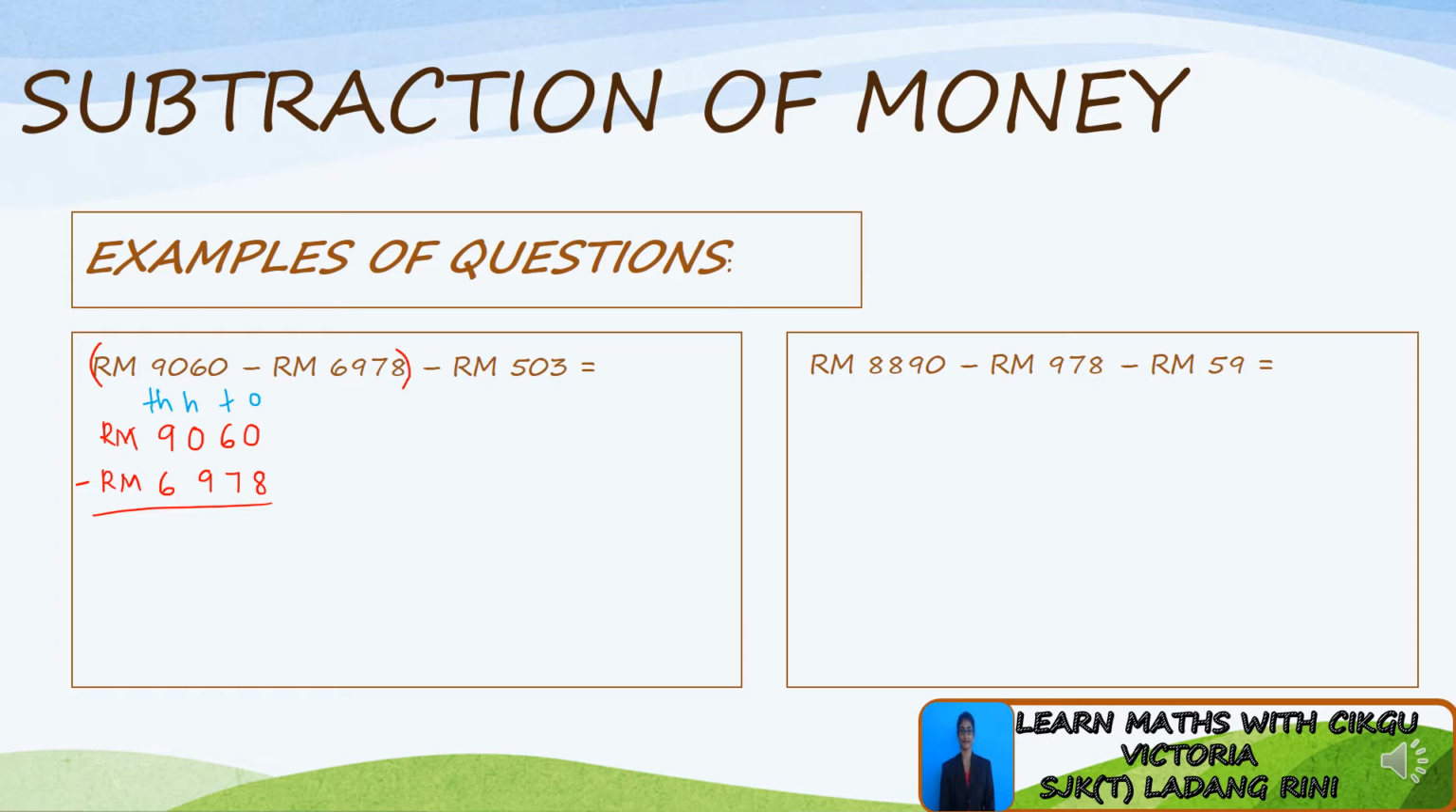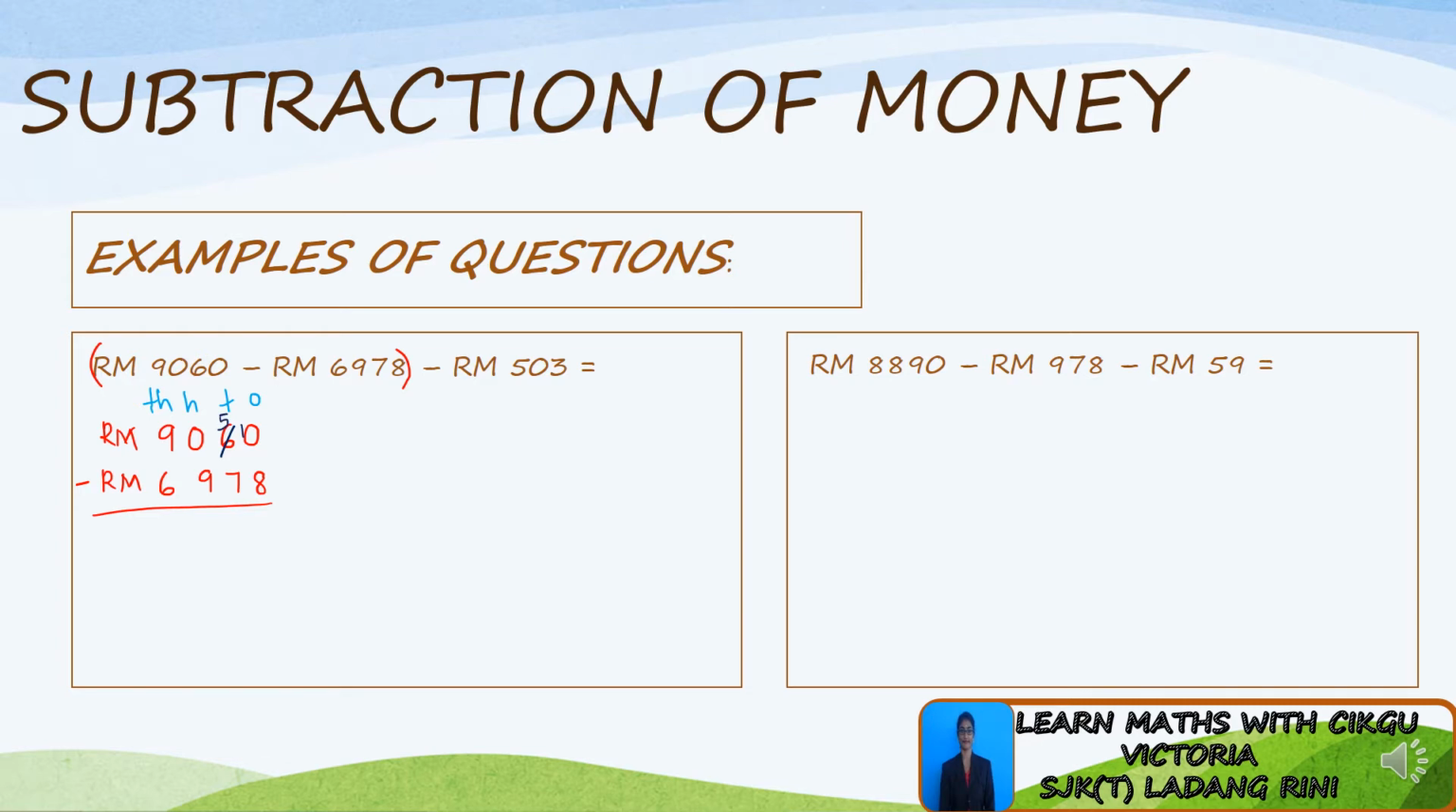0 minus 8. Can we minus here? We cannot minus 8 from this 0. So we need to borrow from this 6. This 6 is in the tens place value. So we need to borrow 1 from this 6. You take 1 from this and borrow to the ones place value. The balance here is 5.